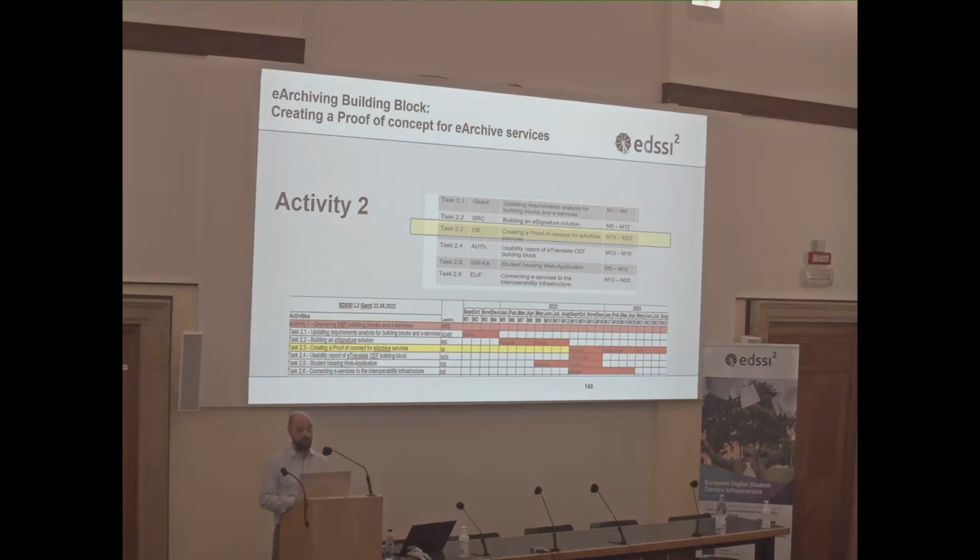So task 2.3 is within activity 2. It started in September 2020, month 13, and it will last until August 2023, month 23. We divided the project into three phases. We started with a prototyping phase. Then we moved to a proof of concept phase. It's the one we are in right now. And then there will be an outcome that will be a report based on our findings.